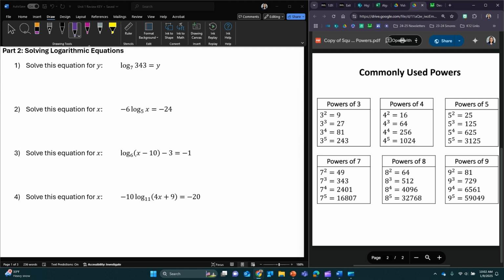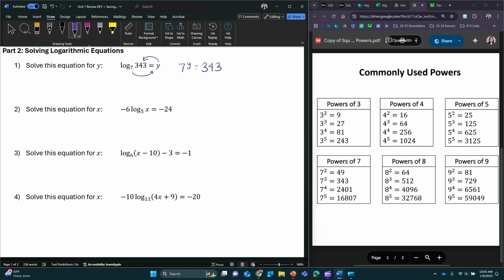So very important when you're solving equations is always check that your logarithm is isolated, right? We want the log to be by itself on one side of our equation. If the log is by itself, then you can go ahead and rewrite in exponential form. Okay, so remember when we draw our arrows, that's going to help us out rewriting in exponential form. So if I rewrite, this is going to become 7 to the y is equal to 343.